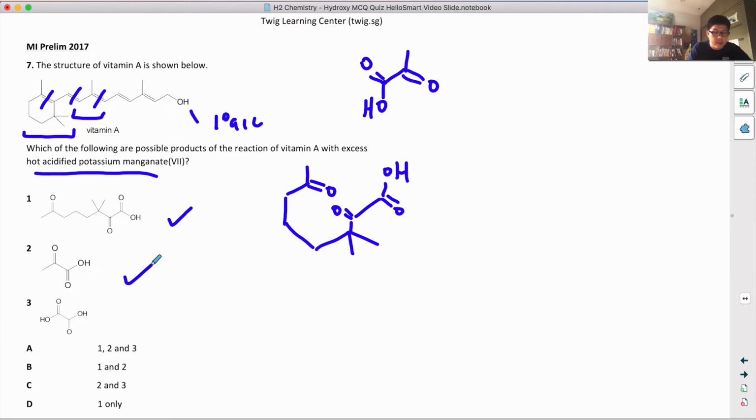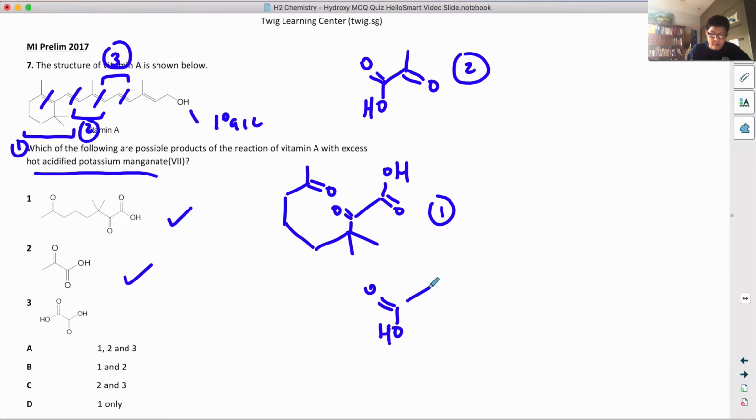But what happens if you draw the third one, which is this one here? So if I draw this third one, 1, 2, 3. This is my 1, this is my 2. Let's look at 3. 3 will look like this. That is what's forming. Can you see that? So that's 3.